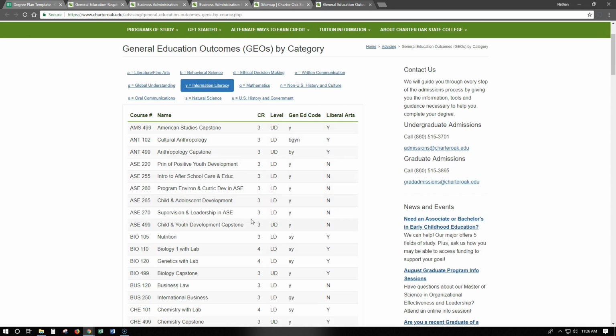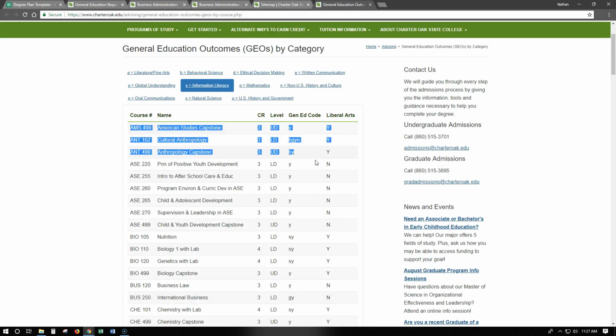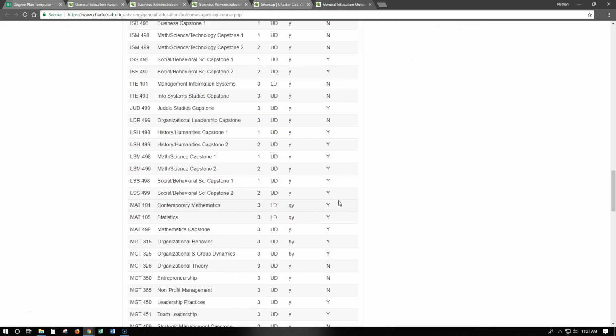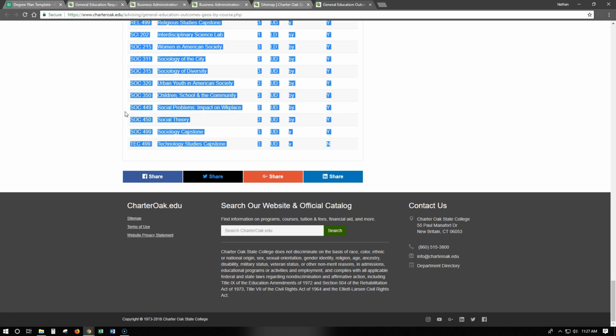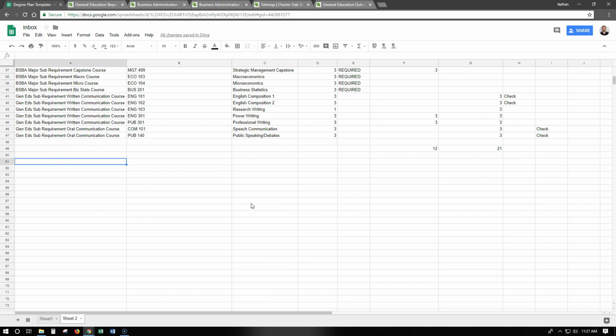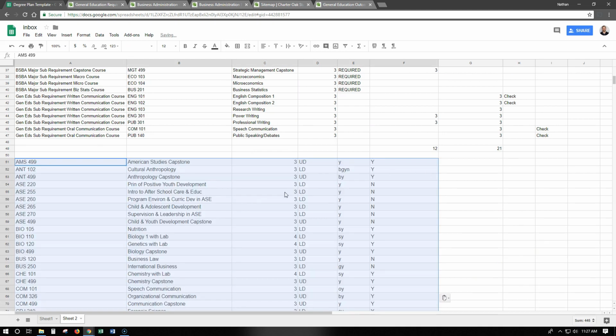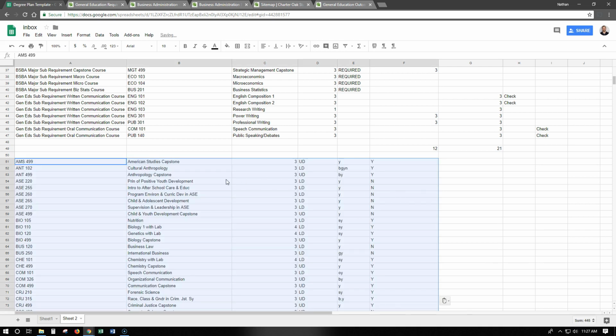So this is a well laid out spreadsheet. In this case, we need information literacy. We literally could copy this entire thing, right? The entire thing. And say, okay, I need these. In order to paste these without like this weird formatting, hold Control and Shift and V. So instead of just Control V for paste, hit Control Shift V and it'll paste it without formatting.